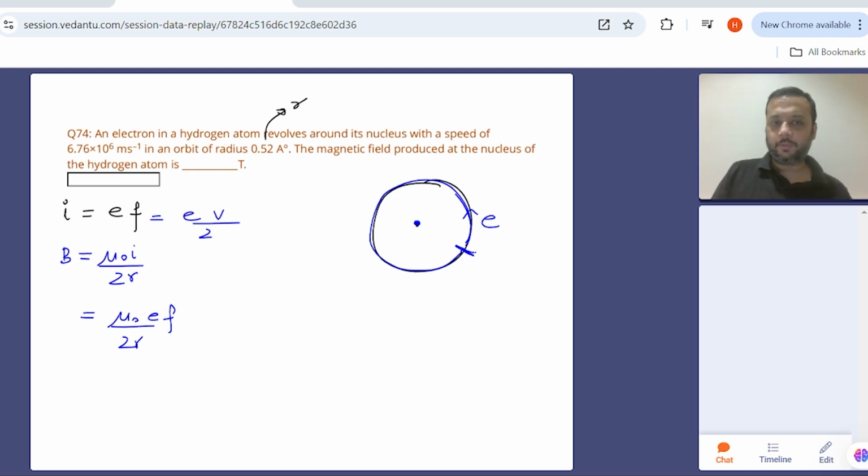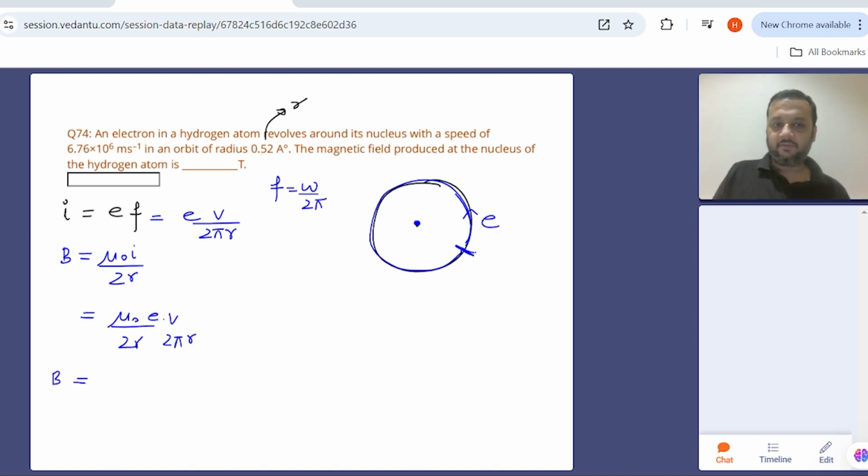Frequency will be v upon 2 pi r, the total speed of the circulation divided by 2 pi r. You can also say that frequency is nothing but omega upon 2 pi, and omega is v by r, so that also gives you the same result. Now the value of frequency, I will put over here. It is v upon 2 pi r.